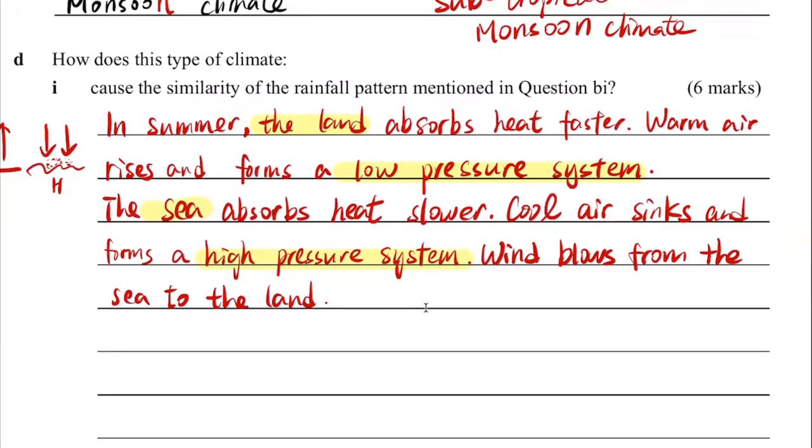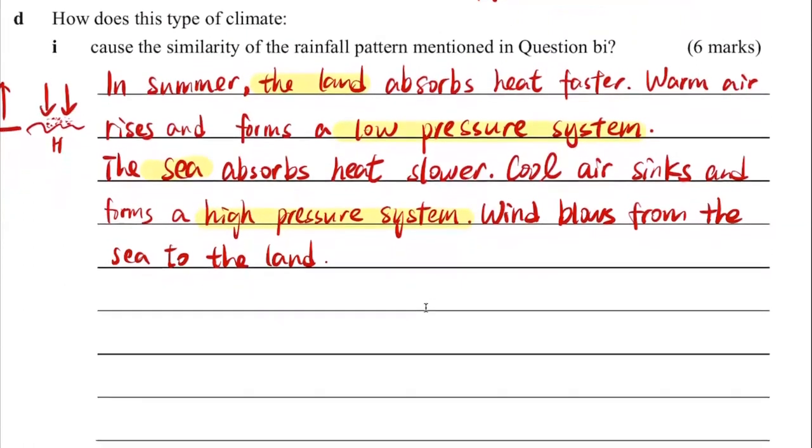When the wind blows from the sea to the land, it brings moisture. It brings a lot of water vapors to the land. So this water vapors and moisture forms rain. That's why in summer, when the wind blows from the sea to the land, it will bring a lot of rainfall.